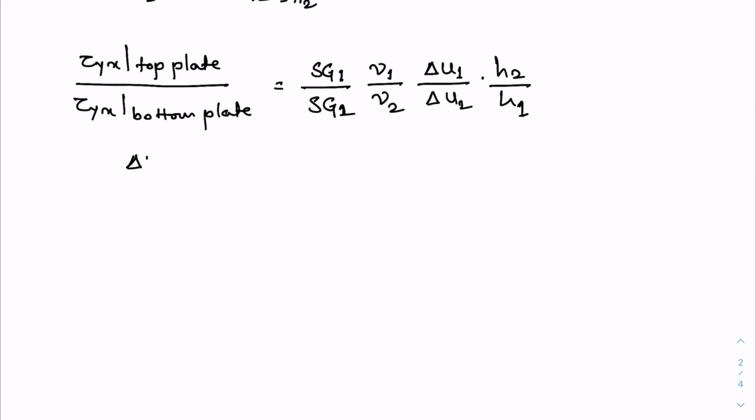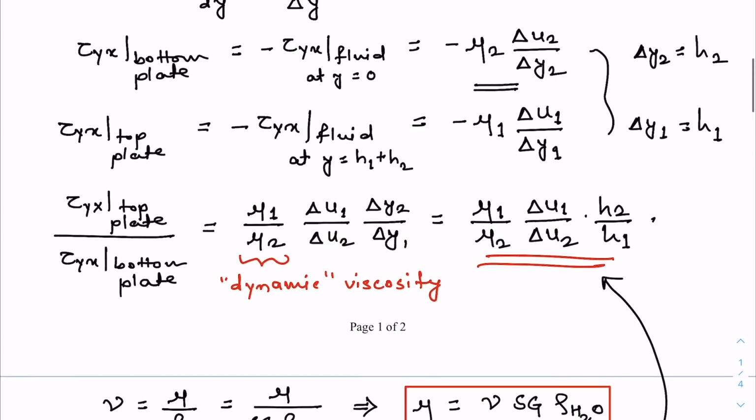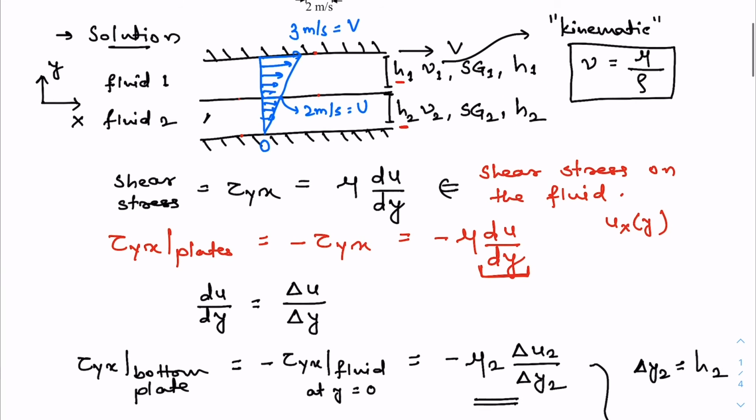Now delta U1, sorry, delta U1 is the difference in the velocity of the top plate and the interface. So if I write it, delta U1 is basically 3 minus 2 equal to 1 meter per second, and delta U2 is the difference between the velocity of this interface and the velocity of the bottom plate, which is equal to 2 minus 0, which is 2 meters per second.